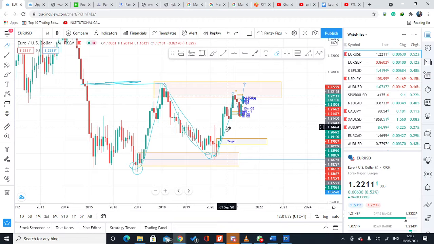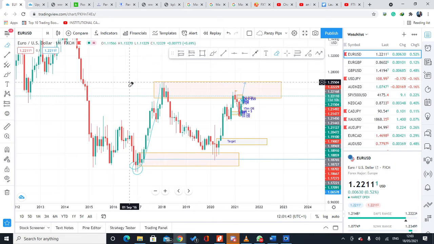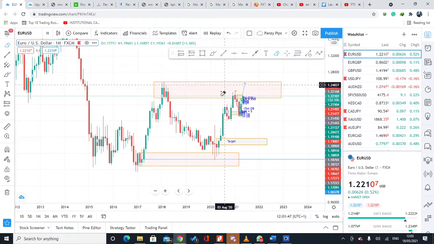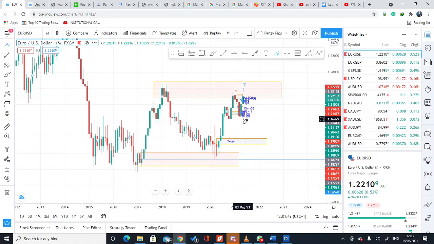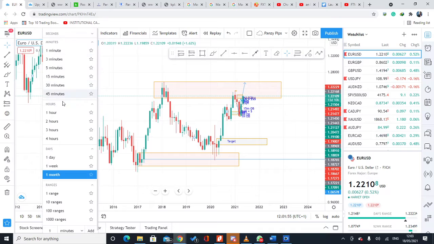Okay, let's clean this up a little bit so it looks clean enough. So we therefore agree that here on the monthly, the market has gone all the way into our point of interest and U-turned, and has gone back to test that level and is expected to drop drastically all the way down to the south. Now I'll move on to the lower time frame.